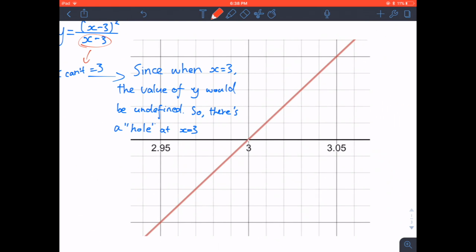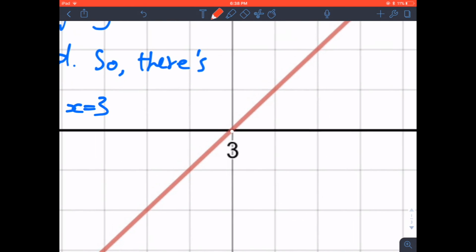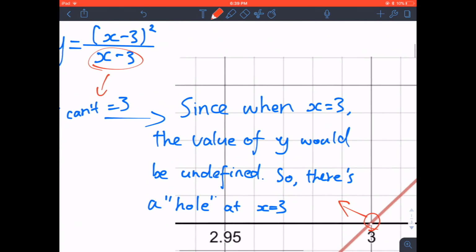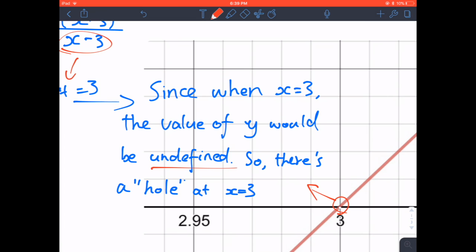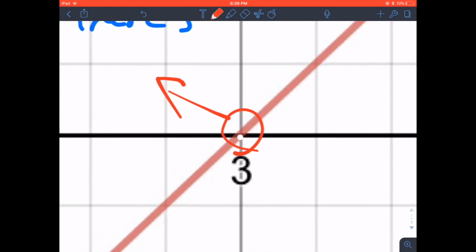We can see that at first it's a nice linear graph, but at this particular point, which is x equals 3, there's a hole in it, like a white hole, because there's no value there. So when x equals 3, the value of y would be undefined. So there's a hole in it, a blank hole.